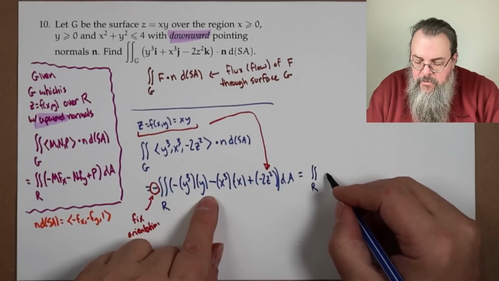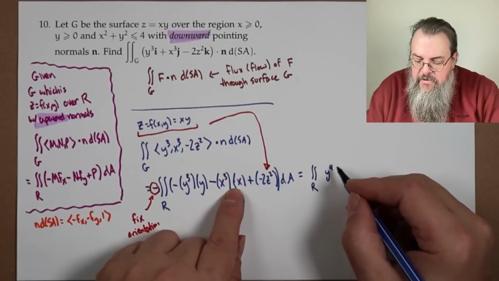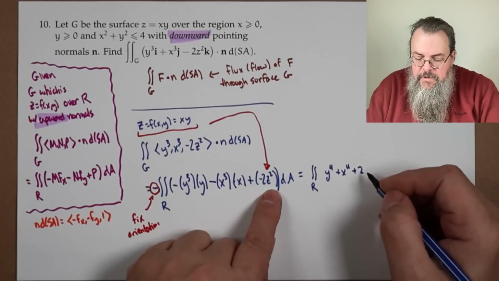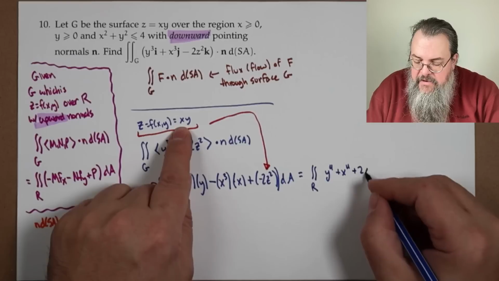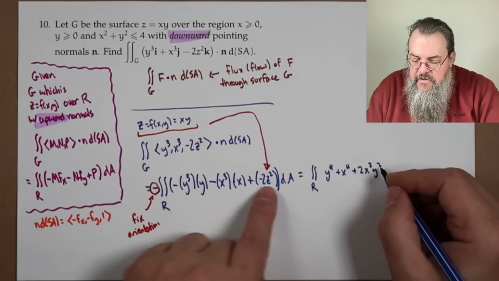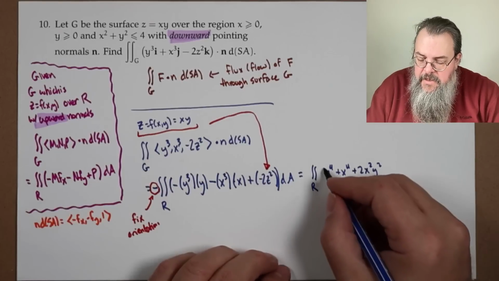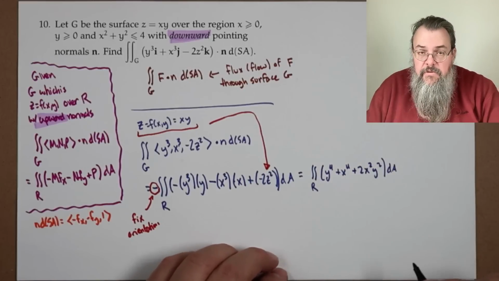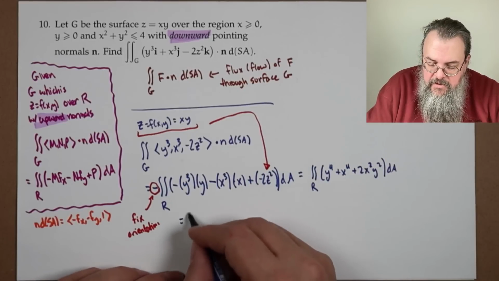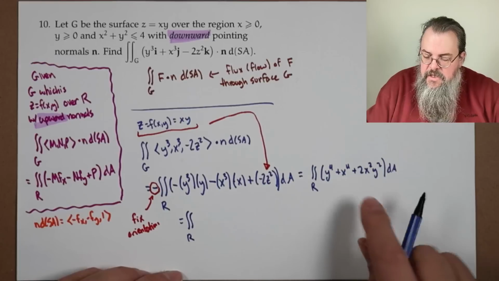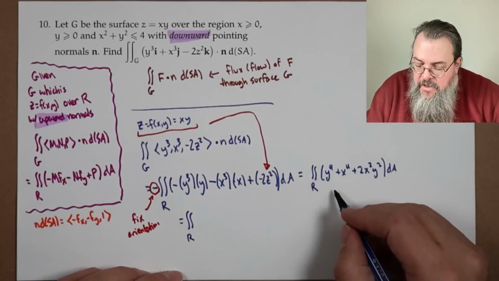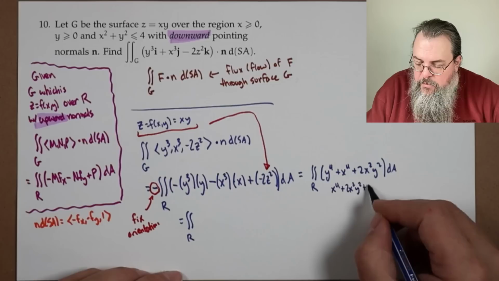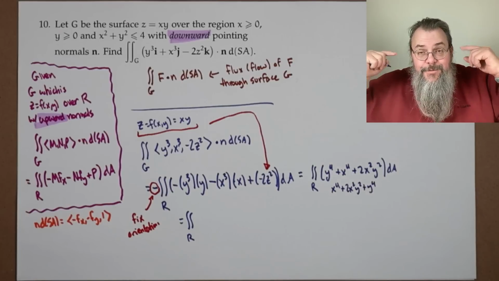Y cubed times y is y to the fourth. X cubed times x is x to the fourth. Plus 2. And if we square that, that's x squared, y squared, right? That's our z squared. And we look at that and say, well, that's actually kind of nice. We could rewrite this. This is our integral over our region. If we change the order, this is x to the fourth plus 2x squared y squared plus y to the fourth. Now, does that ring any bells?